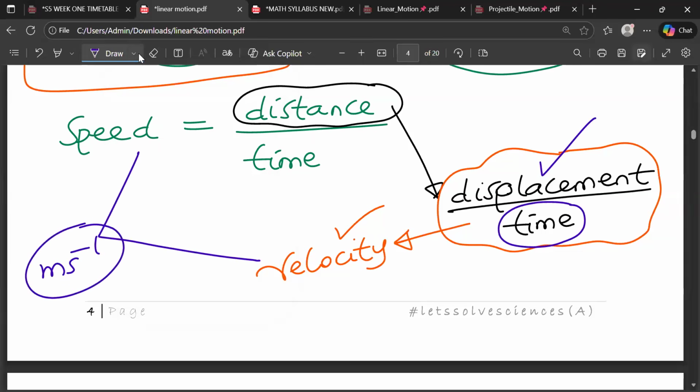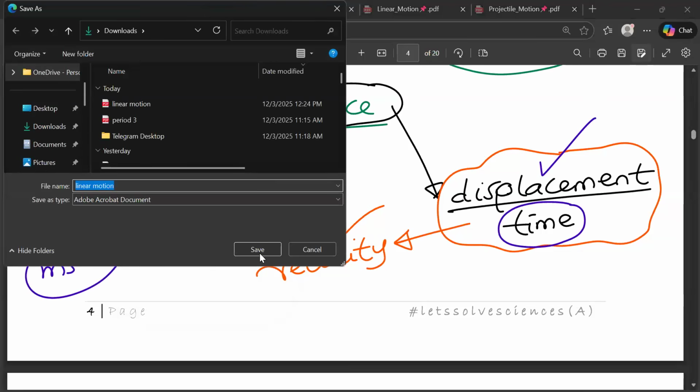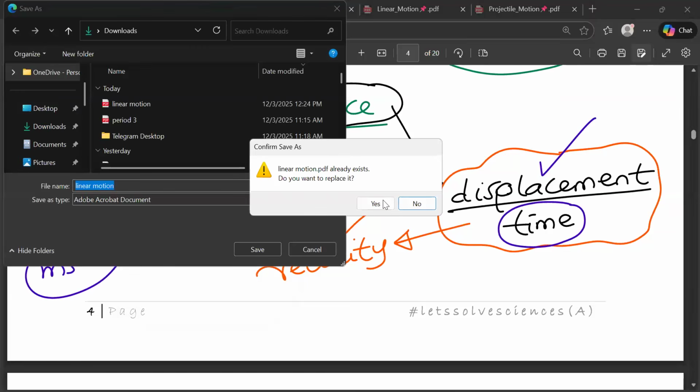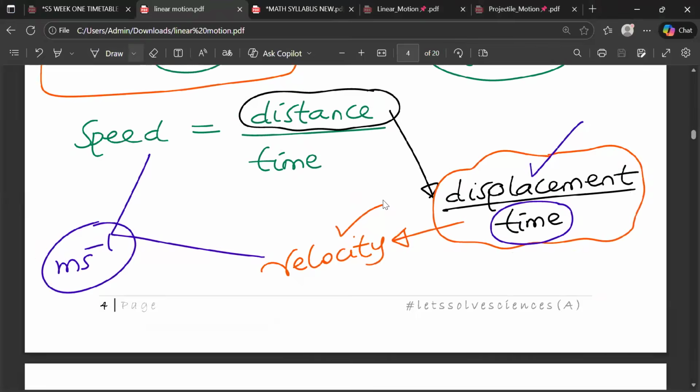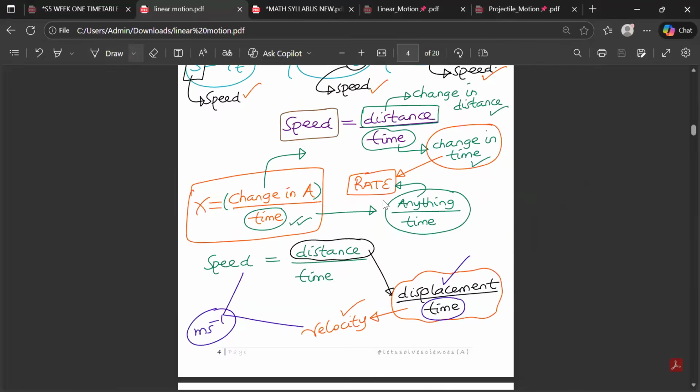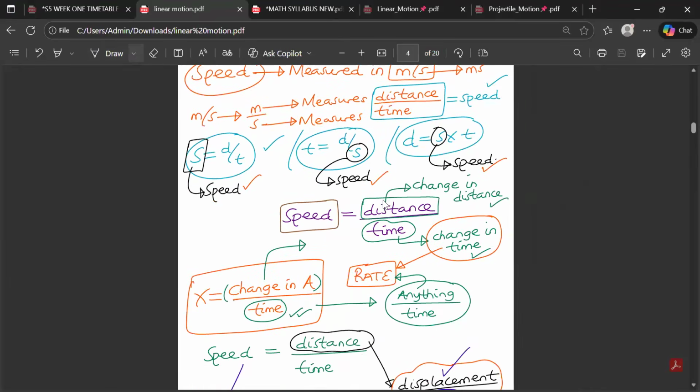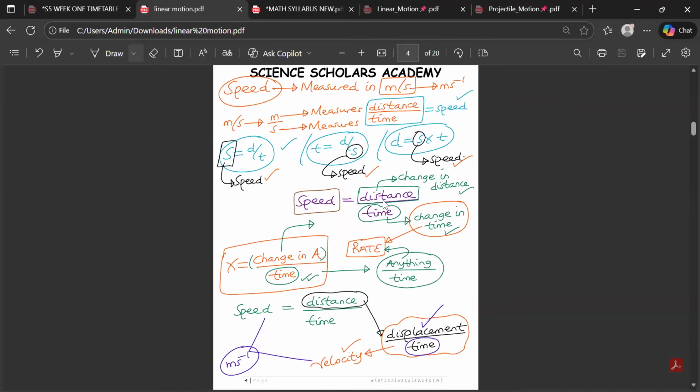Those who want to take the screenshot, let me pause the screen for you to take. And then we also take other things, and finally talk about average velocity. I'm interested in the word average velocity. So you can take that screenshot very fast.